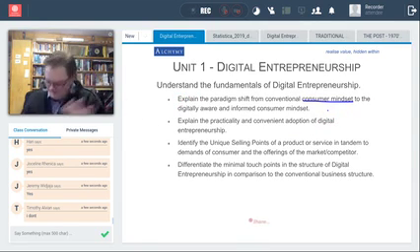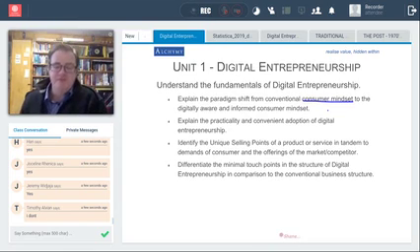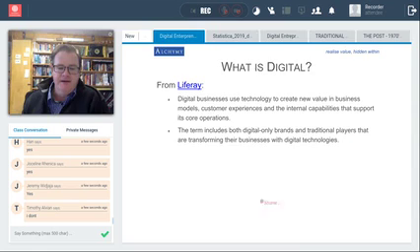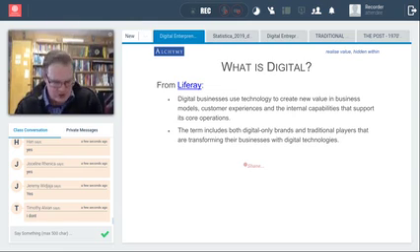Okay. I'm not going to waste any time in this. You'll have the slides anyway. You'll see these are the learning objectives behind Unit 1. So we'll talk about those the next day.